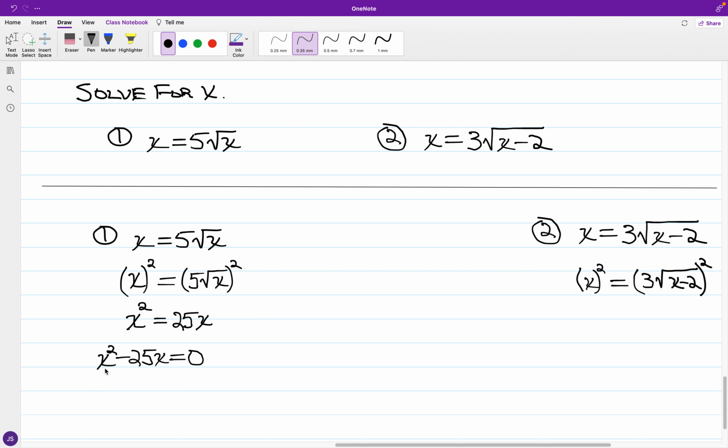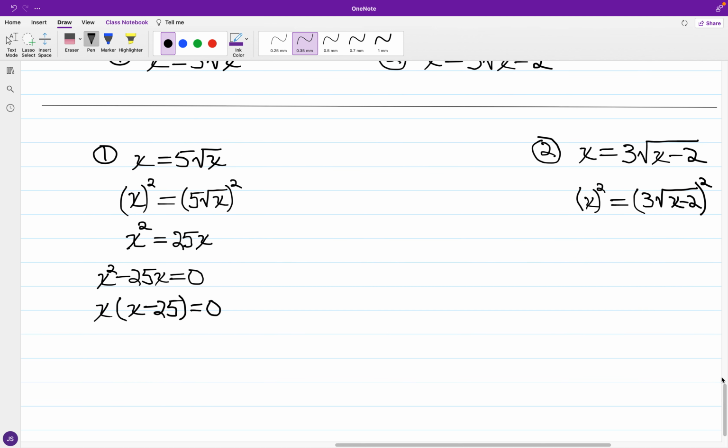And between the terms of the difference, we have x shared in common. Here we have x times the quantity x minus 25 is equal to 0. Applying the zero product property, we have an x by itself, so we already have a first apparent solution with 0. And as for the other factor, x minus 25, setting this equal to 0, we have that x is equal to 25.